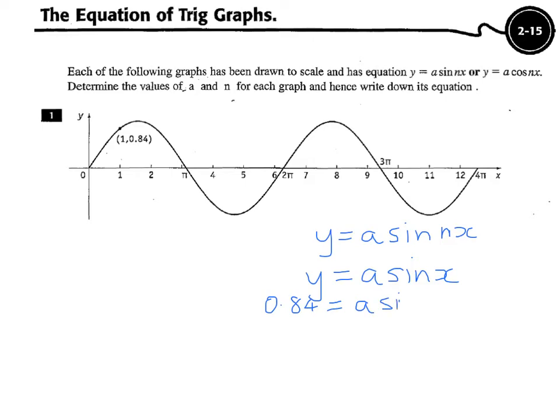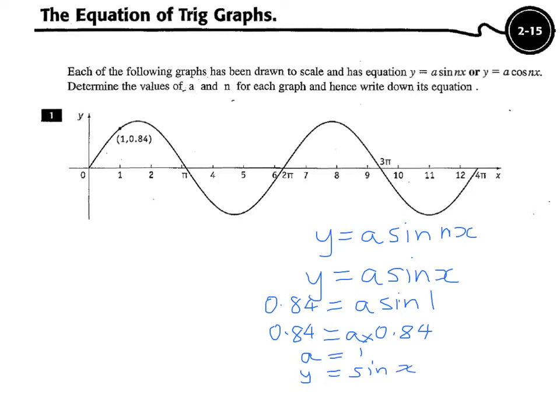So we can sub that into our equation and we can solve that for a. So long as you remember to keep your calculator in radians mode, when you put sine 1 in your calculator, you'll get 0.84. So that means a is going to be 1. You can see from this equation. So that means the equation of our graph is just y equals sine x.